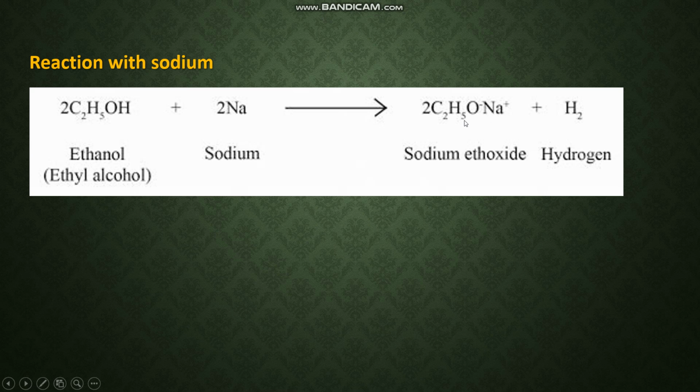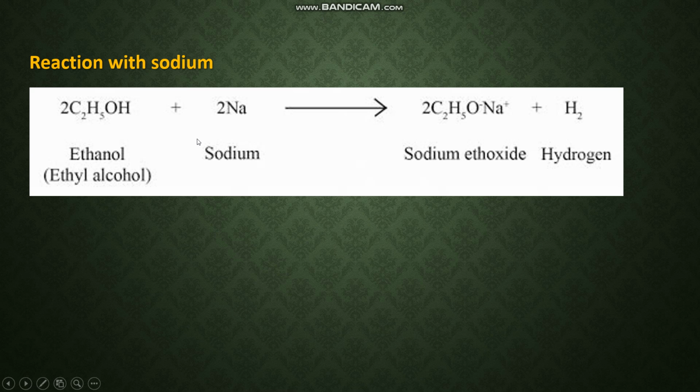In this equation, if you are not writing the minus and plus, it is okay. C2H5ONa you can write without the charges also. That is also correct. So what is the equation and why have we written 2 here? Only to balance the equation.